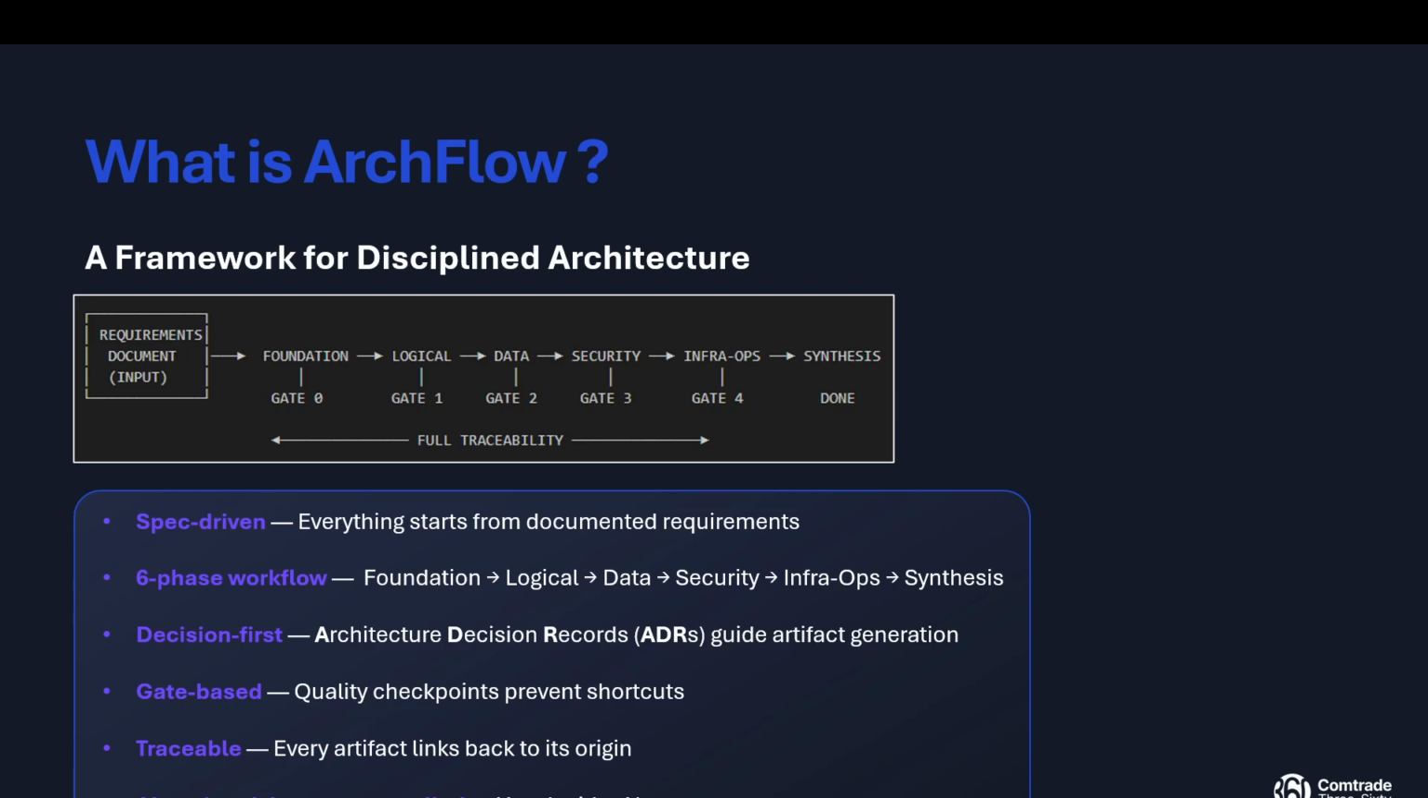It's also decision-first, and I will explain what it means in a moment. And critically, it's AI-assisted, but human-controlled. The AI helps you generate the artifacts, but you are still in control and you make the final decisions. So to summarize: single input document, spec-driven standards across all phases, and a decision-first workflow that solves the context management problem. That's basically ArchFlow.